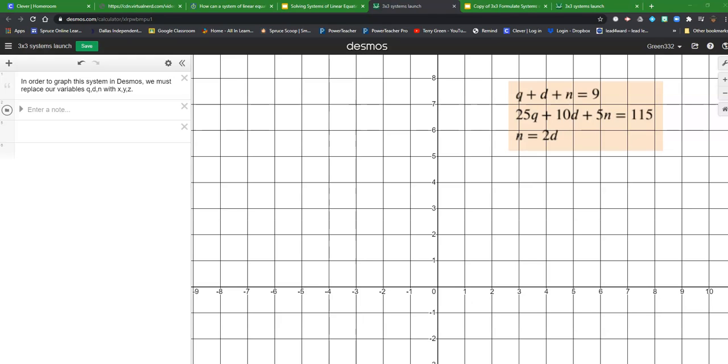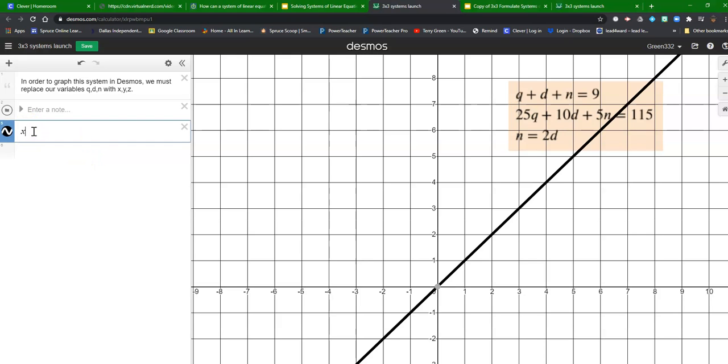Okay, let's say I want to graph this system that we have here: q plus d plus n equals 9, 25q plus 10d plus 5n equals 115, and n equals 2d. In order to graph this system in Desmos, we must replace our variables q, d, and n, which stand for quarters, dimes, and nickels, by the way, with x, y, and z. So I'm going to retype these equations using x, y, and z.